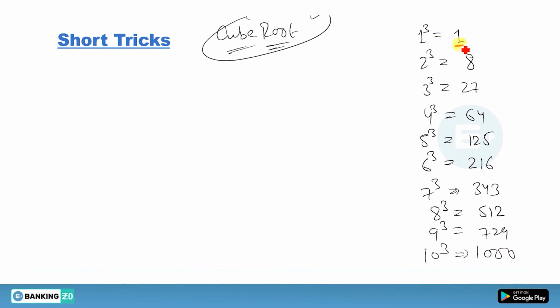You have 1 cube, unit place, it's 1. When you cube 2, you will get unit place as 8. When you cube 3, you will get unit place as 7. 4 you will get 4, 5 you will get 5, 6 cube you will get 6 at unit place, 7 cube you will get 3 at unit place, 8 cube you will get 2 at unit place, 9 you will get 9 as unit place, 0 you will get 0 as unit place. So you need to learn this unit place, so that after that you can apply this method that I am going to tell you.